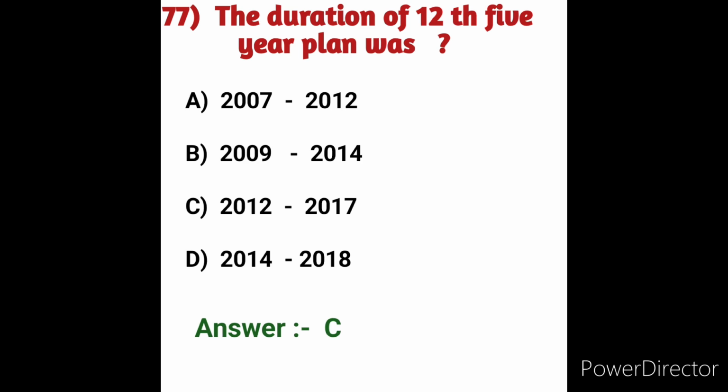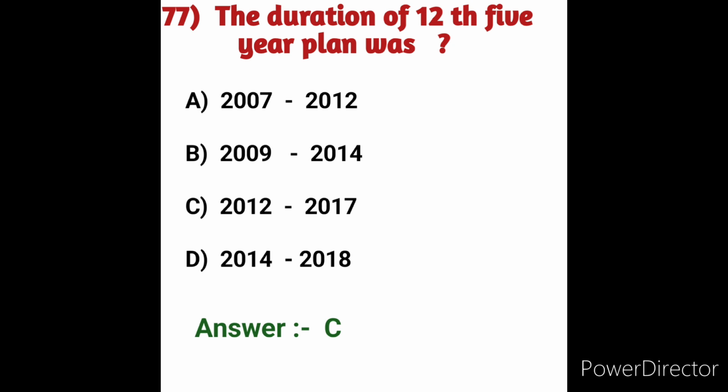Question number 77. The duration of the 12th five-year plan was option A 2007 to 2012, option B 2009 to 2014, option C 2012 to 2017, option D 2014 to 2018. Actually, what is a five-year plan? It is a plan conducted by the Indian government over five years.